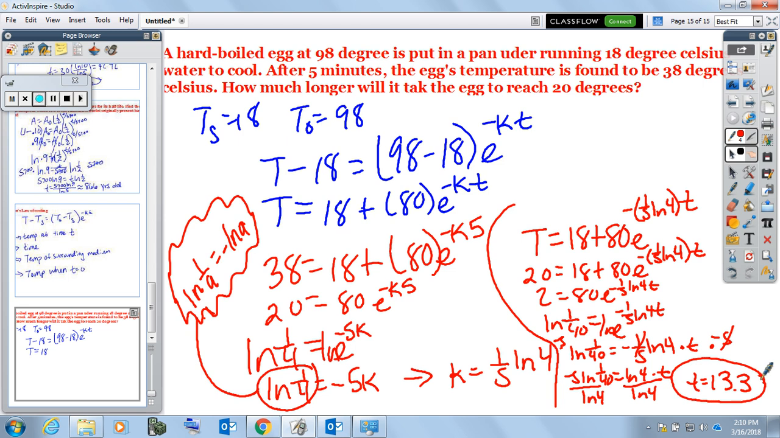So it'll take about 13.3 minutes to get that down to 20 degrees. So a real interesting problem as to how to use Newton's law of cooling in our concepts of exponential growth and decay. And we're off to the next one.